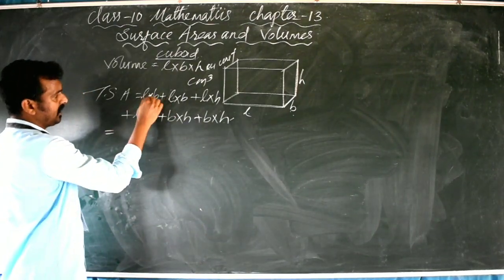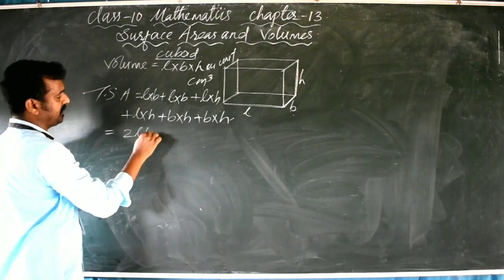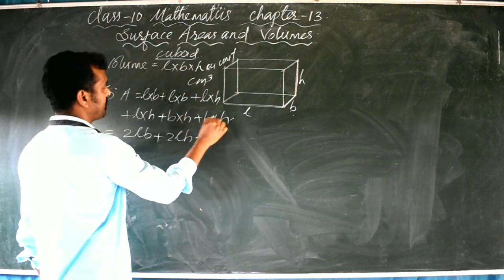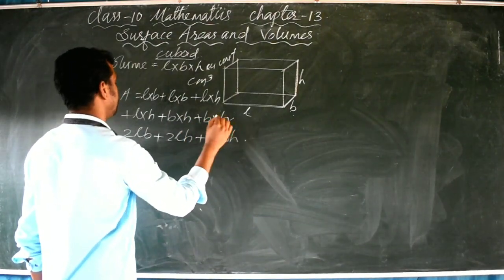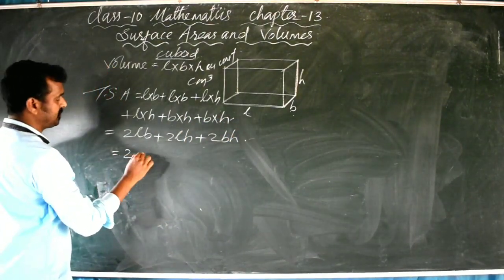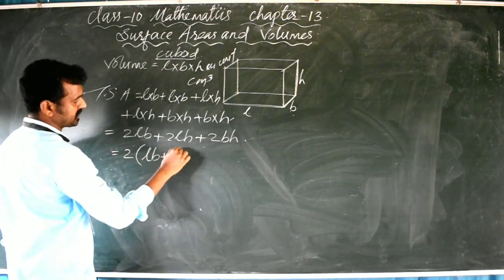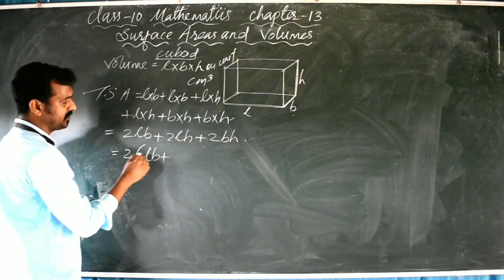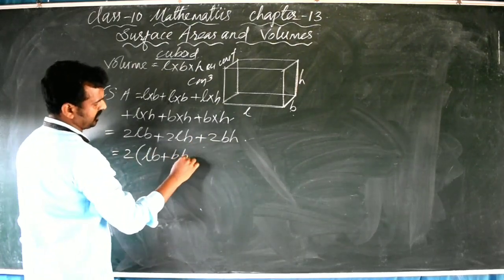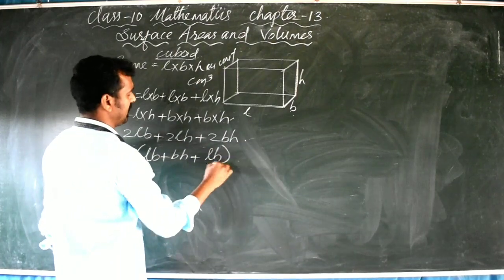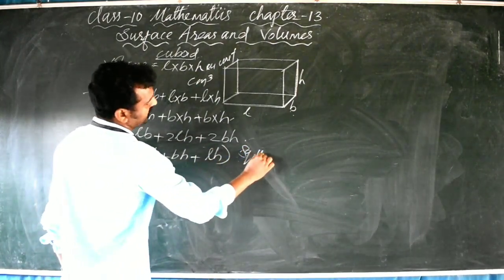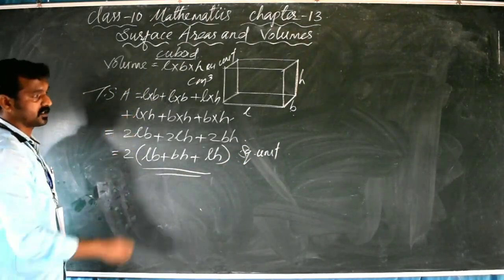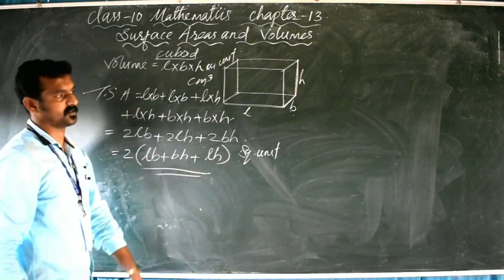That is equal to LB plus LB, that is 2LB, plus LH plus LH, 2LH, plus BH plus BH, that is 2BH. Then what is the formula? 2 into (LB plus BH plus LH). 2 is the common factor which we have taken outside. The unit will be a square unit. So that is the formula for finding the total surface area of a cuboid.